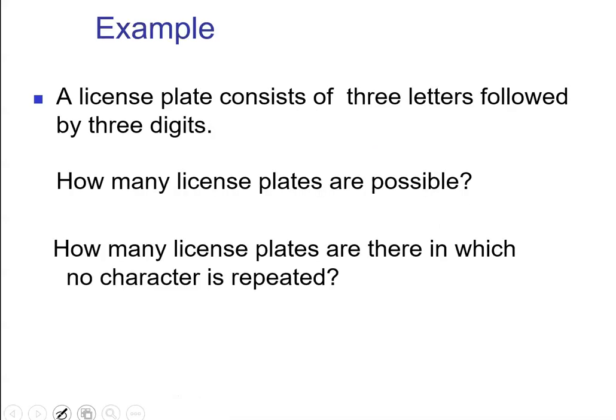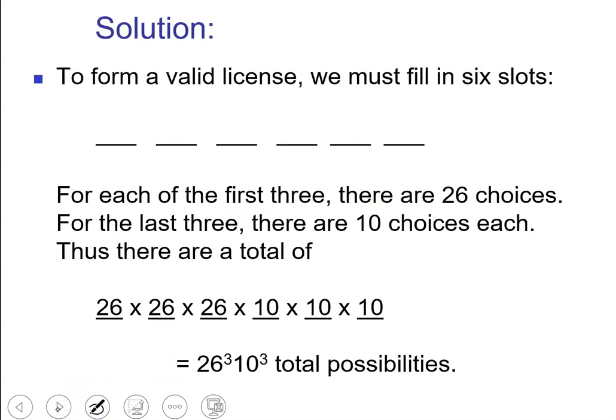Okay, so let's look at an example with the fundamental principle of counting. A license plate consists of 3 letters followed by 3 digits. How many license plates are possible, first of all, and how many license plates are there in which no character is repeated? Again, we're going to figure out the possibilities first with the license plates here. So what are the possibilities? Well, we have 3 slots for the letters in the first spot, and then 3 spots for numbers after that, so there's a total of 6 slots.